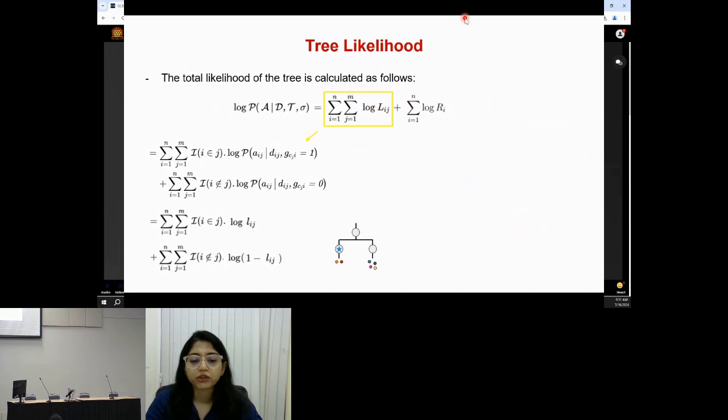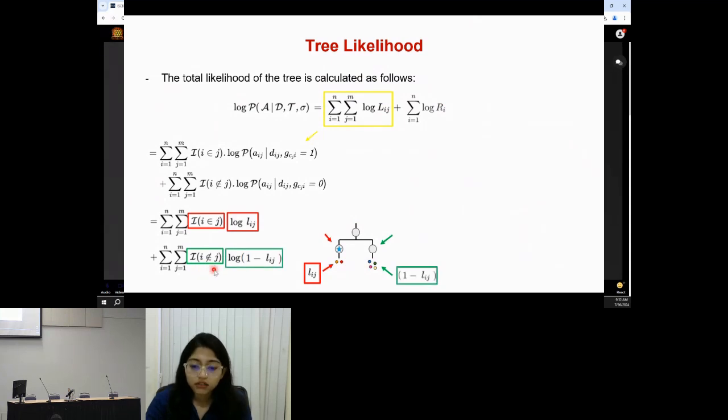I will explain it with respect to an illustration. These small circles are cells. If there is a cell that is below this mutation, then I multiply it with the log likelihood of the mutation occurring. And if there is a cell that is below a point where there is no mutation, in that case, this indicator function gets active. So we multiply that with the log likelihood of no mutation occurring. So this is the simple log likelihood that we have used.